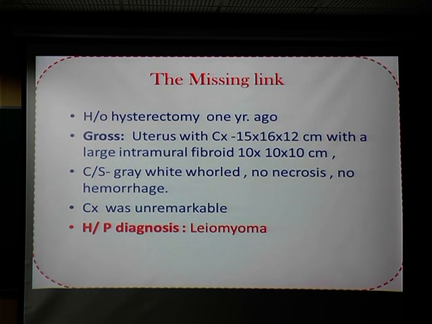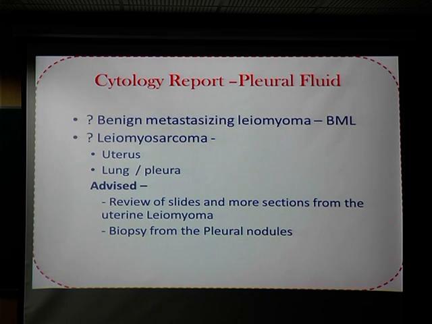But there was a missing link. We got more reports, we were insisting the patient to get more details, and we came to know that she had undergone hysterectomy and leiomyomas were removed, and she had a report of leiomyoma. Now with this report of benign leiomyoma, again what should we label this fluid as, because the cells were looking very bland. So we kept it as benign metastasizing leiomyoma, you know this condition.